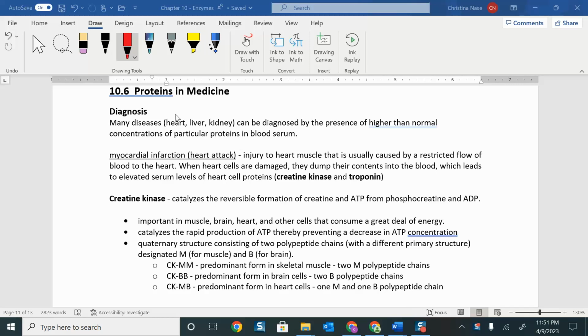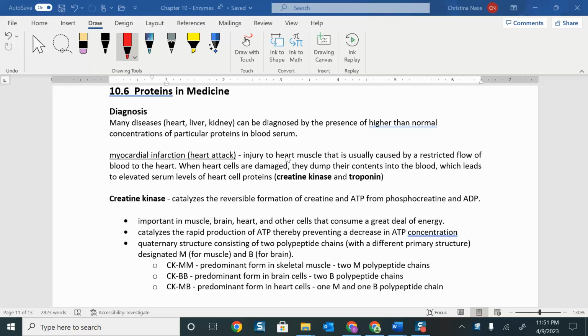How proteins are used in medicine. And the first part is in diagnosis. So many diseases like heart disease, liver, kidney disease can be diagnosed by the presence of proteins in your blood that are normally there but happen to be there at higher concentrations. So if you have a higher concentration of creatine kinase or troponin, you may have had a heart attack.